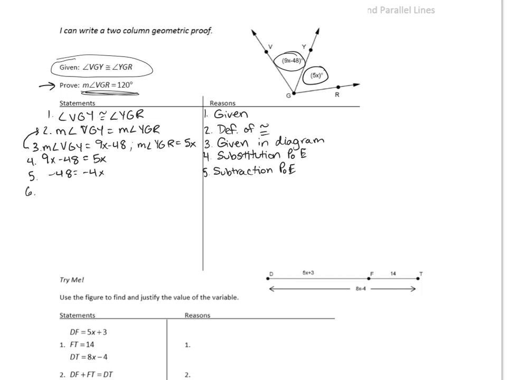Okay, my sixth step then is division. So I get that 12 is equal to x. Property of equality. Now, I'm going to flip this around so it's in the way of writing it that I want to see. So I see that x equals 12. And remember, when I flip things around, that's the symmetric property.